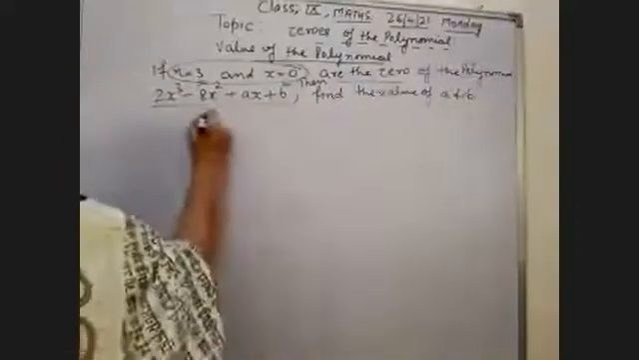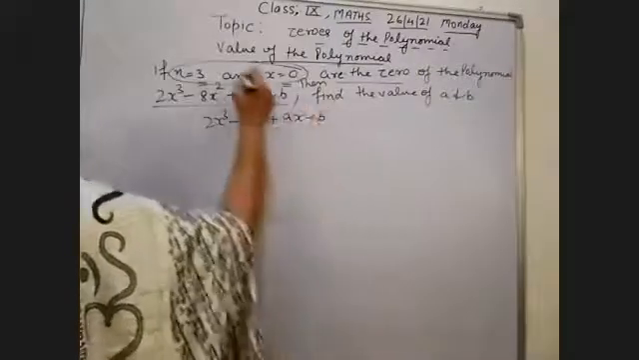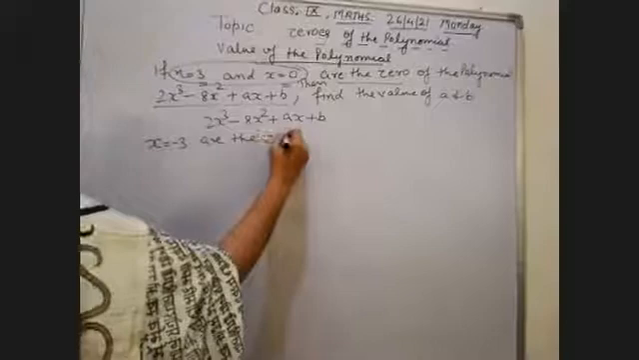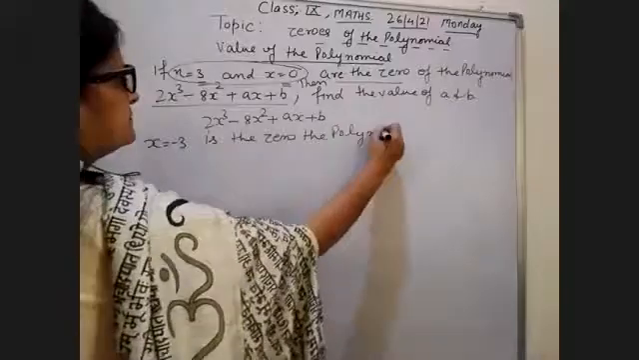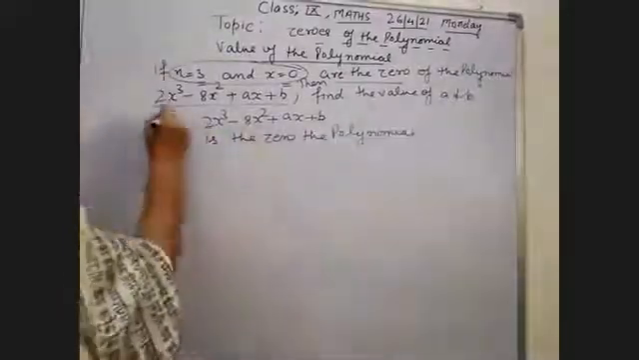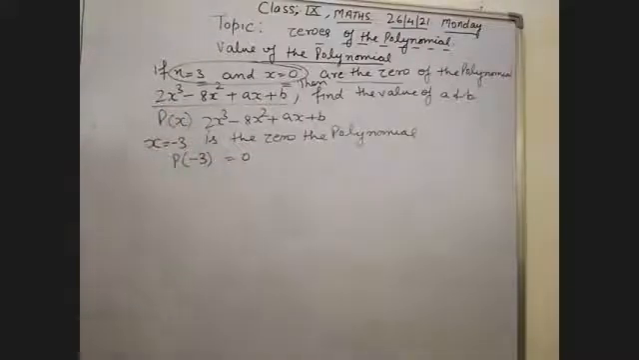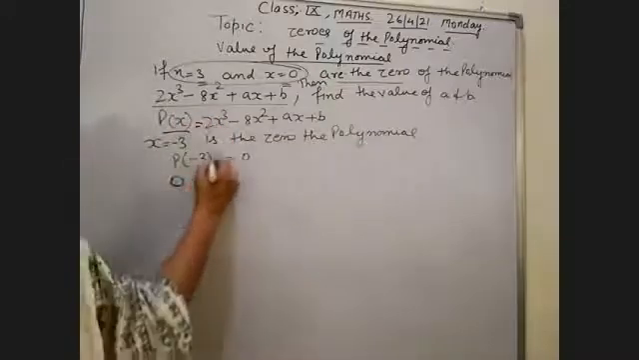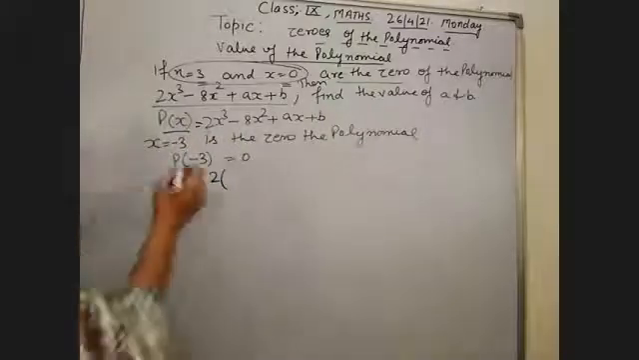It means for 2x cube minus 8x square plus ax plus b, when x equals 3 is the 0 of the polynomial, it means px equals p of 3 equals 0. So by putting 0 here, and in place of the variable x, I put here 3.